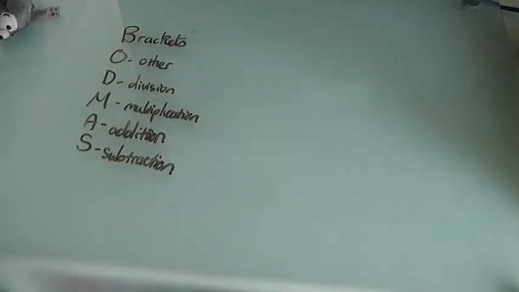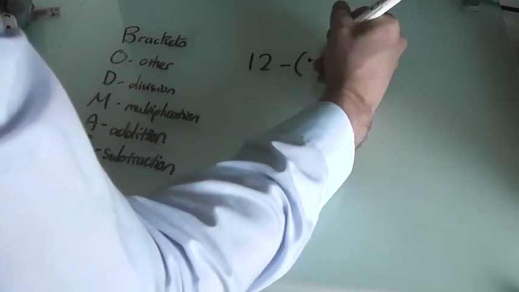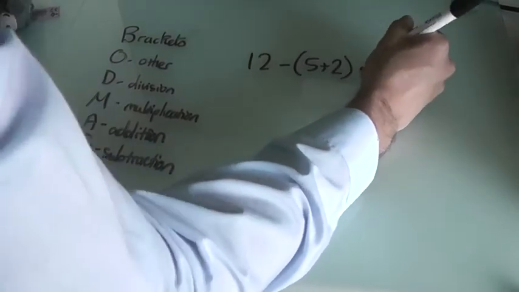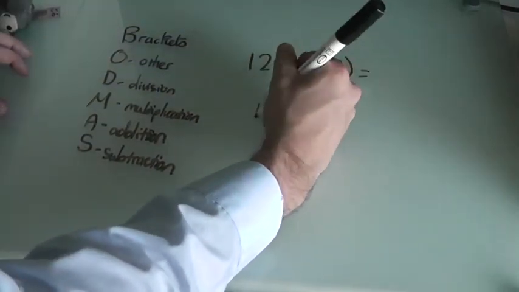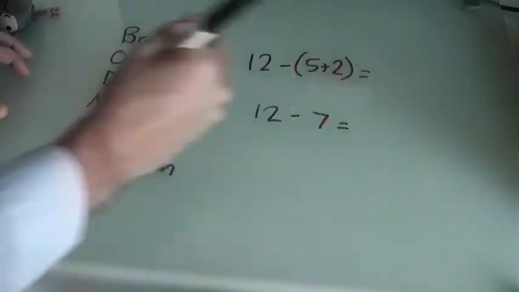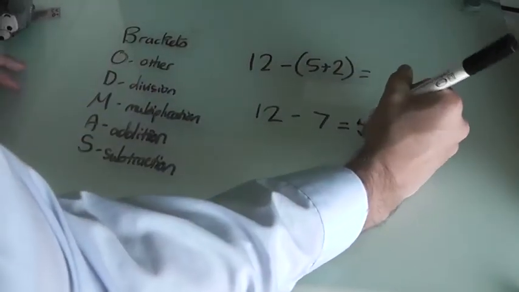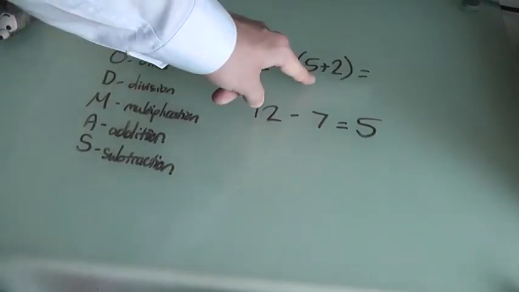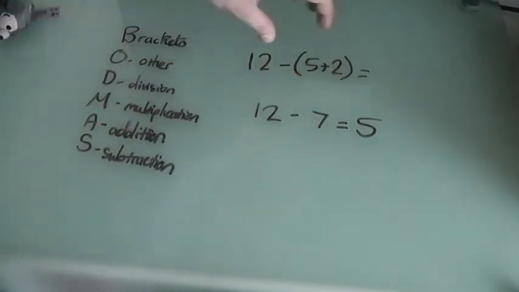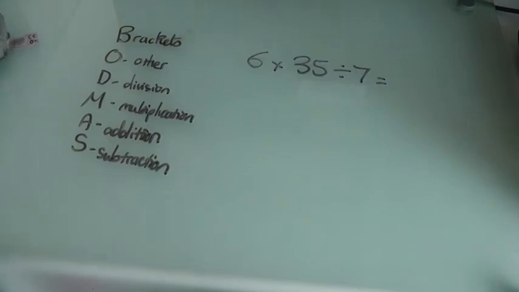Let's have a look at another example. If you had 12 take away (5 plus 2), again you've got your brackets first, because that's the first one down your order. So you do what's in your brackets first, so that will be 12 take away 7, so your answer will be 5. Can you see, instead of doing 12 take away 5, then add 2, because that wouldn't make sense because it's inside the brackets, make sure you do everything in the right order. This is an example that shows why BODMAS is so important.